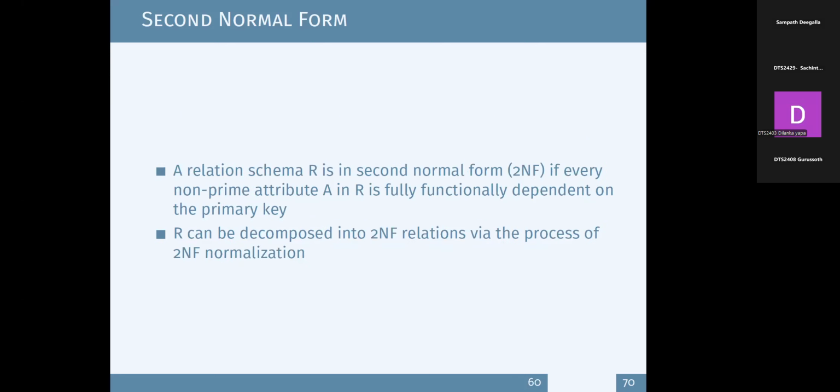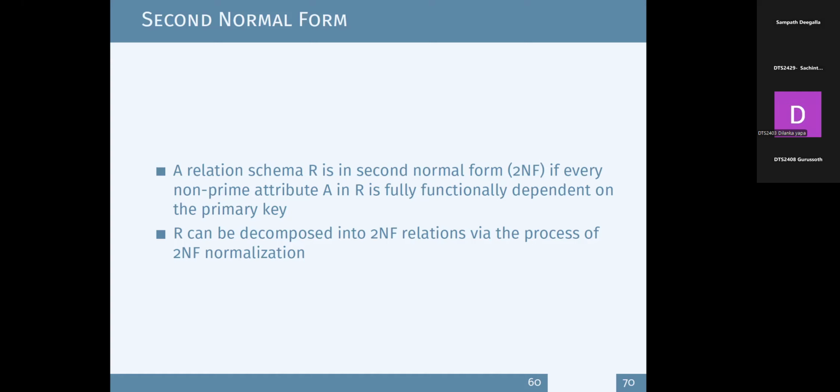Therefore, when you have a relation, we can extend our definition. What do you mean by this? When you have a relation R, it's in the second normal form if every non-prime attribute... What do I mean by non-prime? Now, you can have more than one candidate key. What do you mean by candidate keys? You can have more than one unique attribute set in your relation. They are all probable keys, and then you are taking only one of them as a primary key.